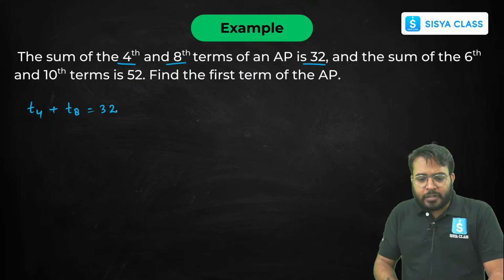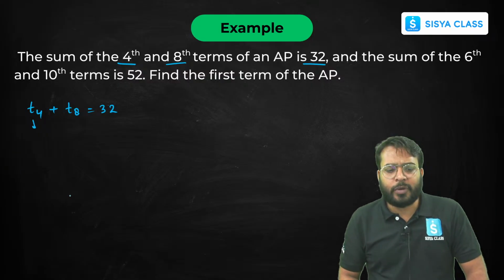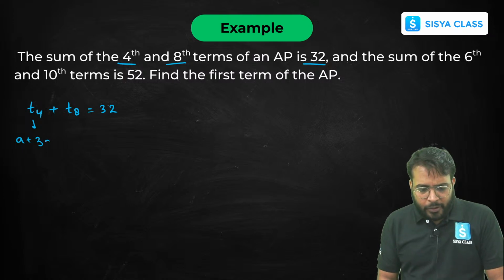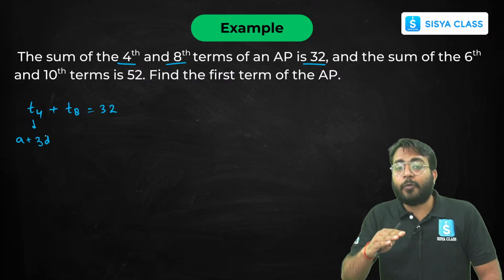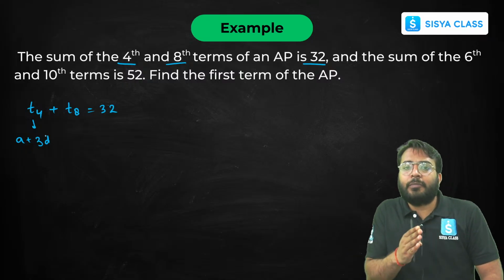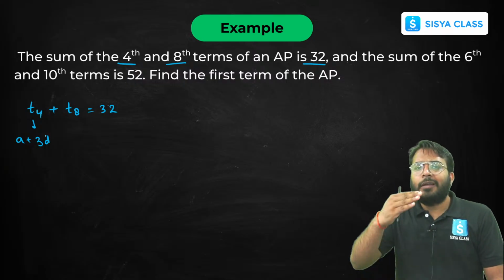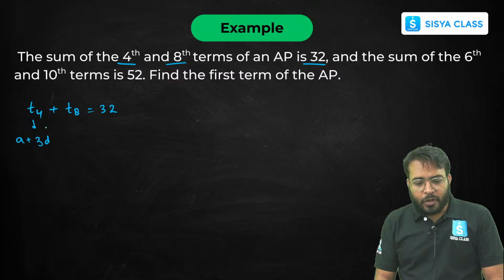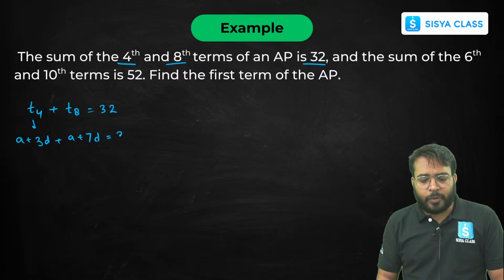Now can we find out T4? What is going to be T4? T4 is going to be a plus 3d. Yes or no? I told you, if you want to find the 4th term, what will you do? Add 3d to the first term. If you want to find the 10th term, what will you do? Add 9d to the first term. Are you getting my point? Yes. So the 4th term is a plus 3d, the 8th term is a plus 7d, right? And this is going to be 32.